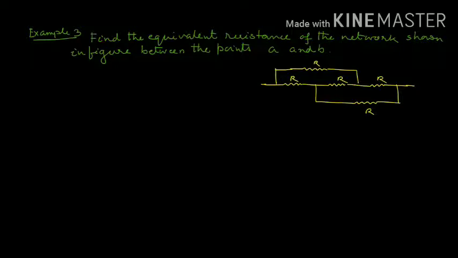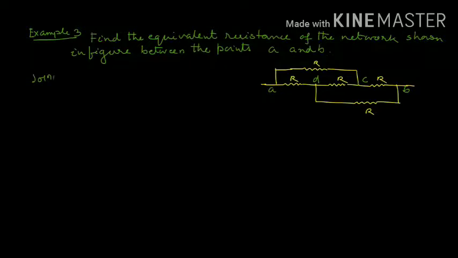Next example is very interesting. Find the equivalent resistance of the network shown in the figure between the points A and B. Let us look very carefully at this circuit diagram. The resistors are neither connected in series combination nor in parallel combination. If we look carefully, let us mark the points. This point is A, this is B, this is C, and this is D.